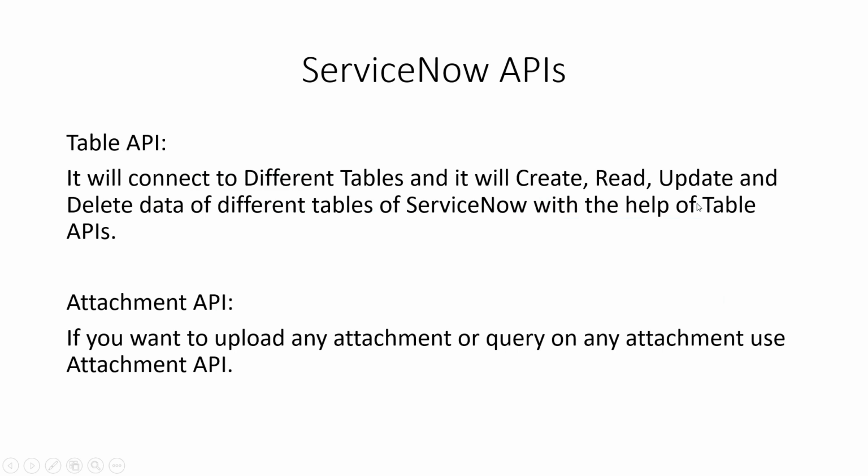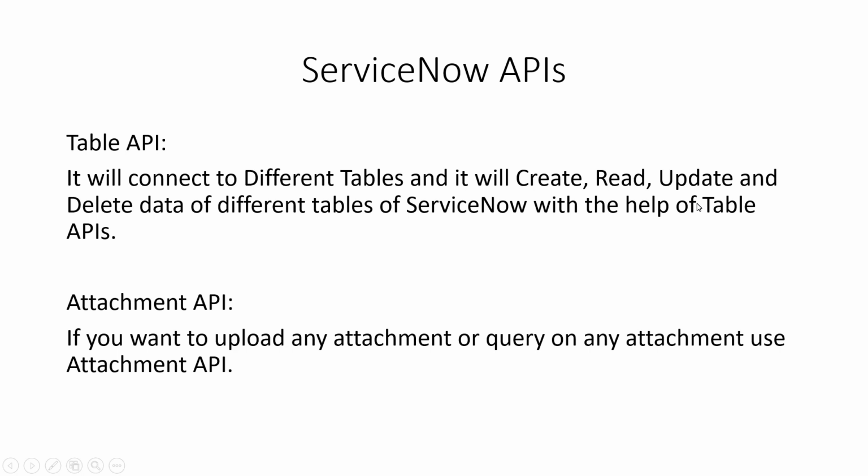So just keep in mind that this is the inbound integration side. Now you see the table-side APIs. They connect to different tables and create, read, update and delete data in the different tables of ServiceNow with the help of table APIs. What does that mean? Table APIs are where the different types of tables are used to create, read, delete and update records with the help of the APIs. That we call the table API.